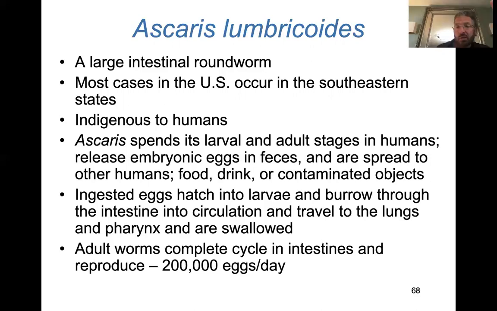Ingested eggs hatch into larvae and burrow through the intestines into circulation. How does it survive going through the stomach? Well, the eggs are encoded to protect them in the environment, right? They have a calcium derivative around the egg to protect it in the environment. As you swallow it, that stomach acid literally digests that coating. Now they go into the duodenum fully enveloped.